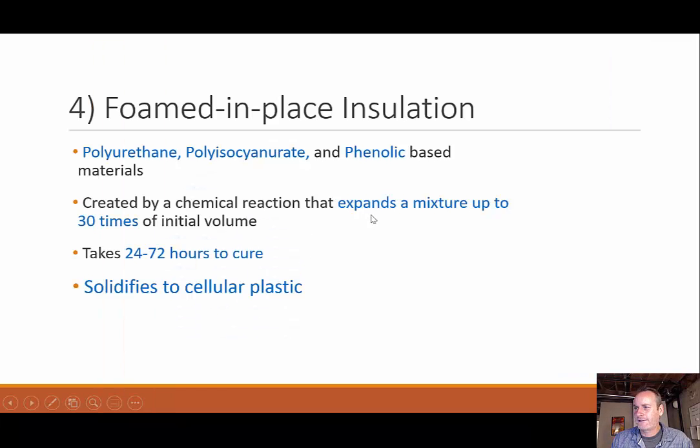And here it says it expands to 30 times its initial volume, but it takes time for it to cure, for it to expand. Really nasty stuff when it's wet, but after it's solid it's really nice to work with. And it solidifies into this cellular plastic.